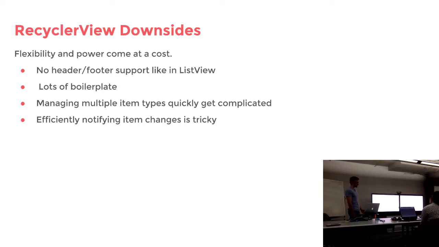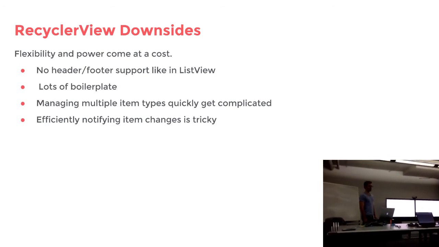So to begin with, list view had a built-in header and footer. Those are pretty common things. Often you want to show maybe a title at the top, loading indicator at the bottom, or some other footer, and you could add those directly in a list view. RecyclerView got rid of that API. You have to do that manually.